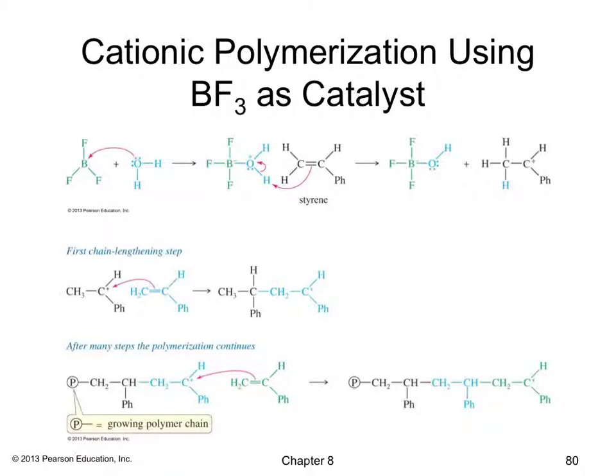So you can also do cationic polymerization using BF3 as a catalyst. So here's BF3 in the presence of water will form this adduct, right? So you have this adduct, and so now the styrene in this case will pluck off that hydrogen, quench that positive charge. This is your products, and here's your carbocation, right, on the highly substituted carbon.